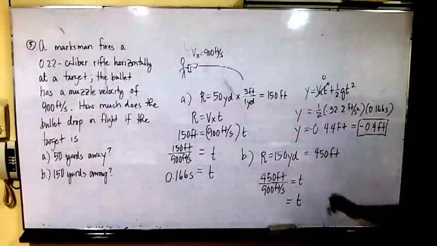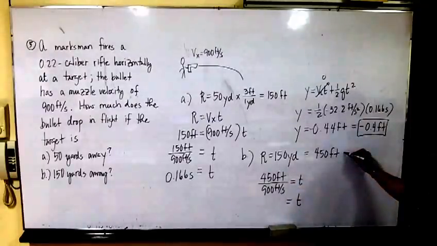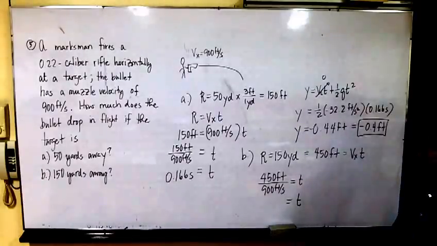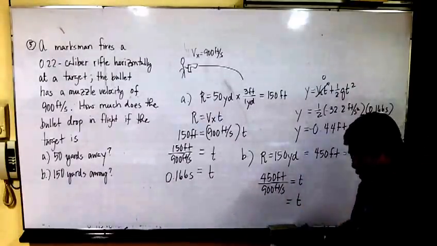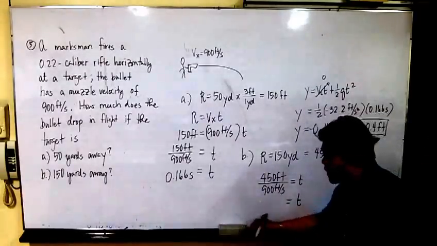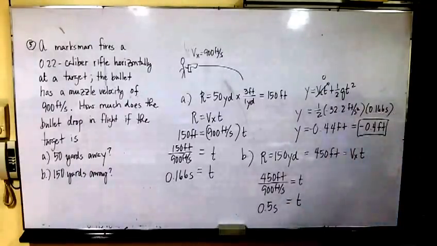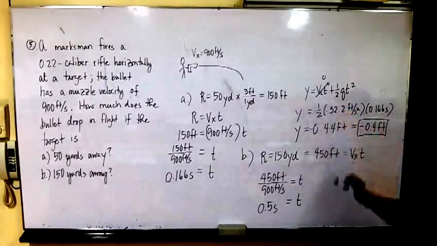Where did we get this? This is range equals V sub x multiplied by time. So time is equal to 0.5 seconds in this case. We now use this equation again.